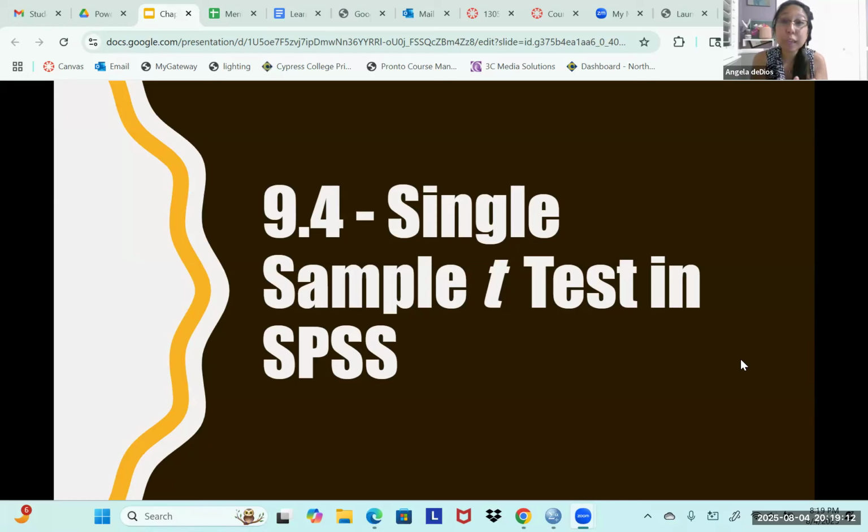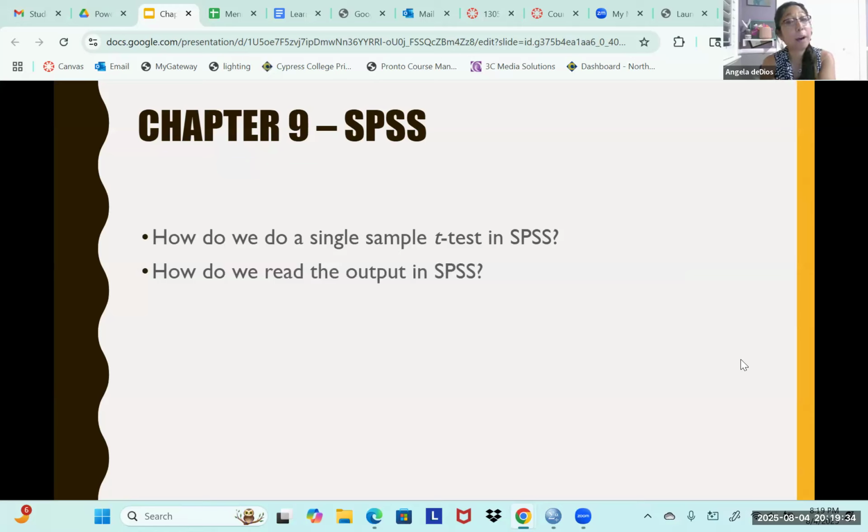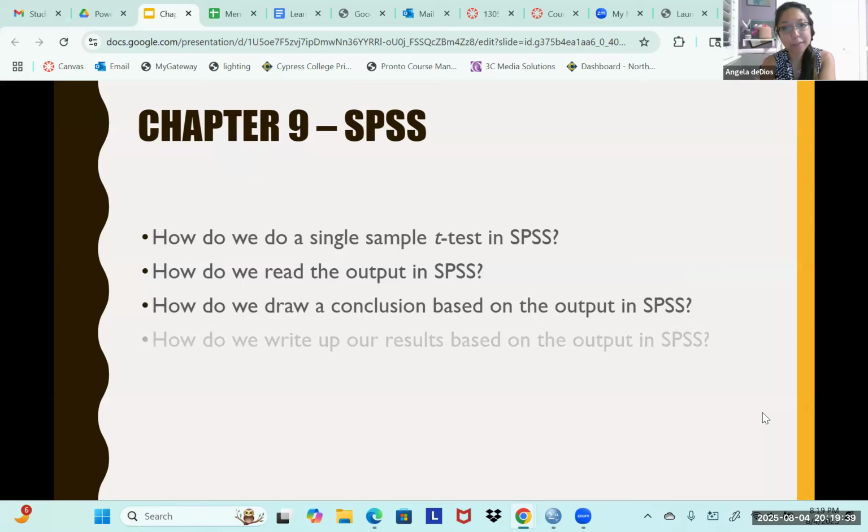So that's why we start by learning how to calculate it by hand, so you understand the mechanism behind the computations. And then we learn how to do it in SPSS so that we can use the technology available to us. And then we interpret what has happened in SPSS. So how do we do a single sample t-test in SPSS? How do we read the output in SPSS? How do we draw a conclusion based on the output in SPSS? And how do we write up our results based on the output in SPSS?